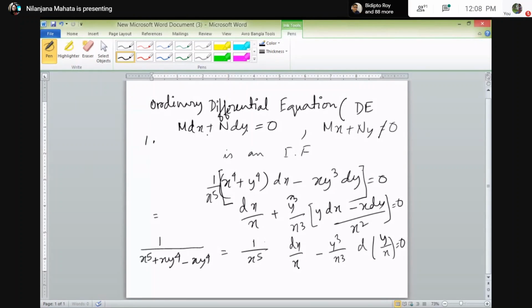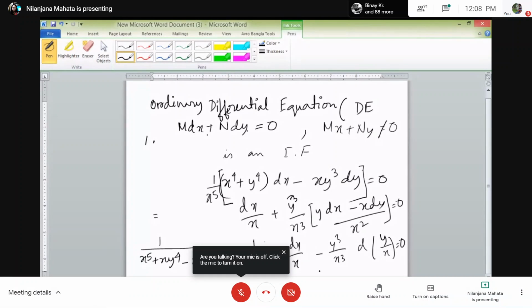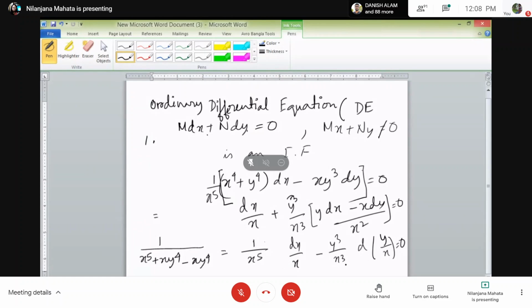Okay, so I may integrate this, right? This is (y by x) whole cube times d of (y by x). So this will be log x minus 1 by 4 (y by x) to the power 4 is equal to c. It's okay? Yes, ma'am. Yes.